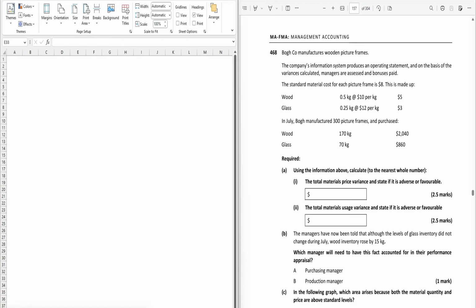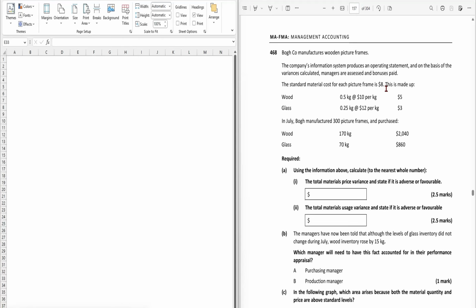Okay, the question number is 468. Vogue manufactures wooden picture frames. The company's information system produces an operating statement, and on the basis of variances calculated, managers are assessed and a bonus is paid. The standard material cost for each picture frame is $8. So this is the standard material cost, and I will explain each figure one by one, but stay tuned with this video. Not only that, I will highlight a few common mistakes that students tend to make.